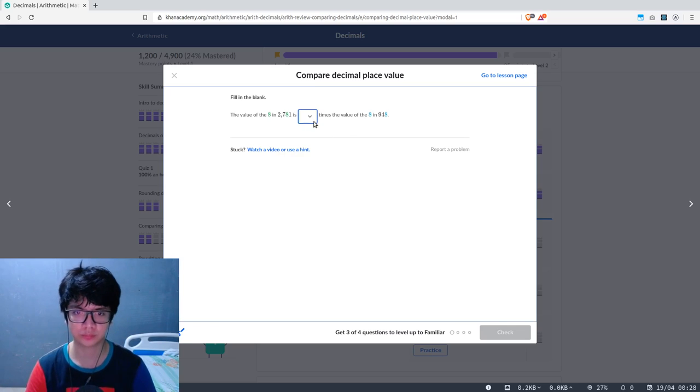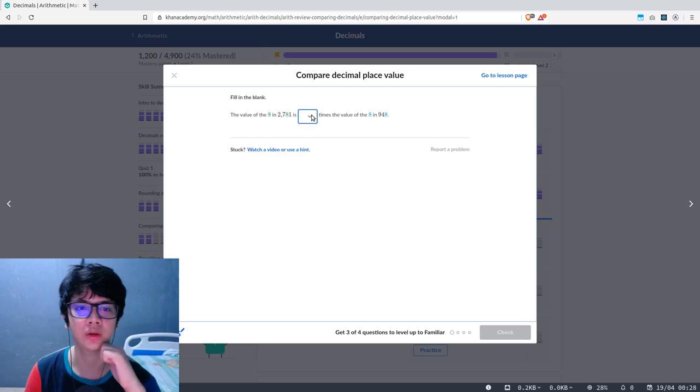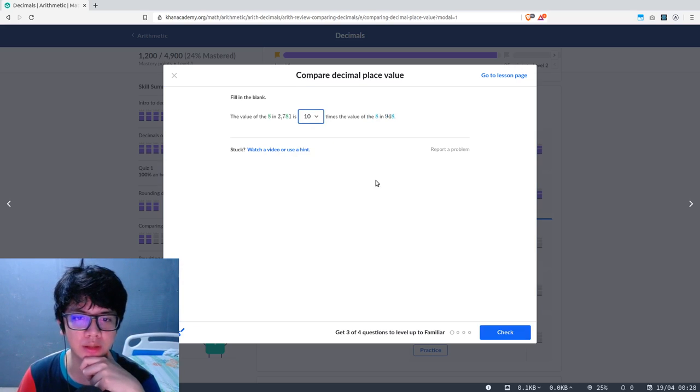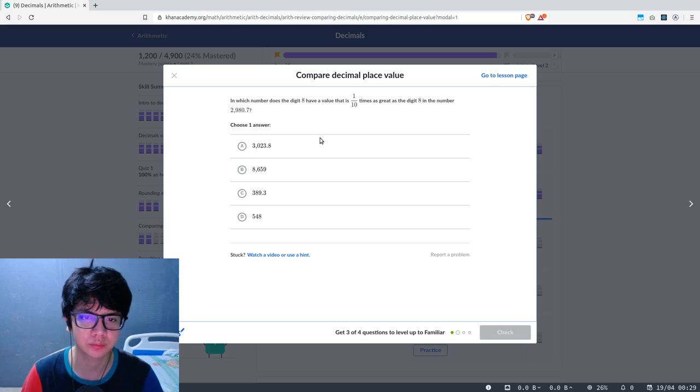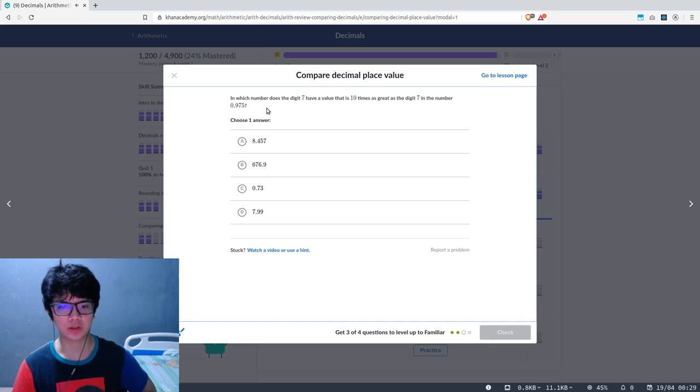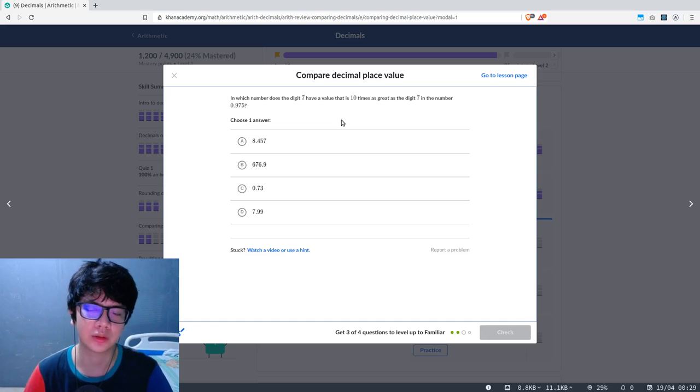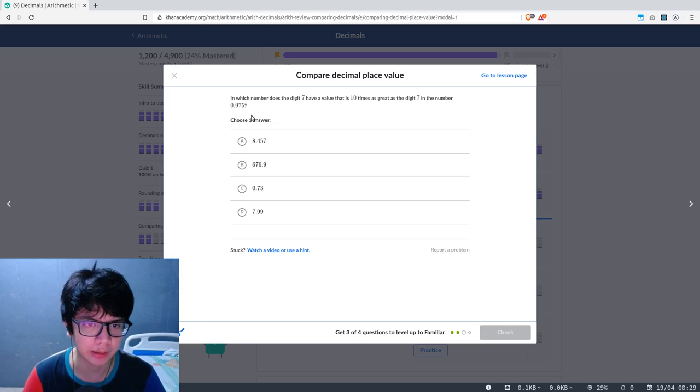Whoa, what is this? The value of 8 is 10 times... In which number does the digit 8 have a value 1 tenth times greater than the 8? What? Number 9. Are we supposed to have 8 in the ones place? In which number does the digit 7 have a value that's 10 times greater than 7? Oh, it's going to be 0.7.